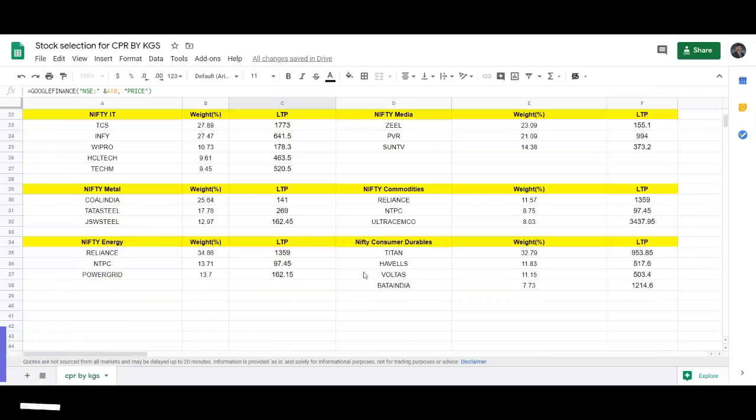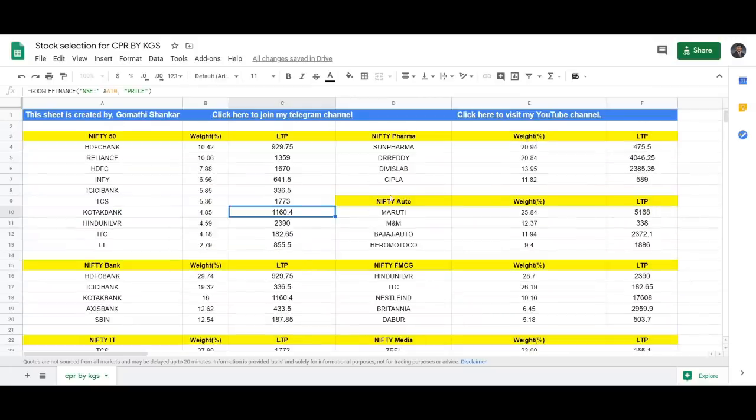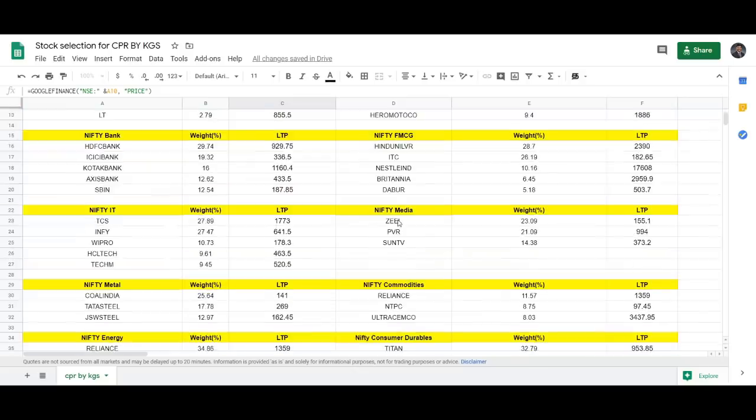And finally in Nifty Energy, NTPC is there. You can ignore NTPC as well as Power Grid. I have selected a minimum of 3 stocks from every sector, but you can ignore whichever is below 200 rupees, like that. You can ignore on your own. But anyway, to show the weightage of every sector, I have chosen at least 3 stocks from every sector. So you can select any stocks from this list.